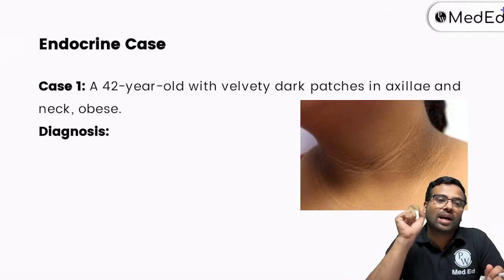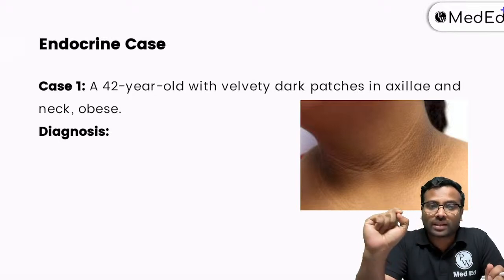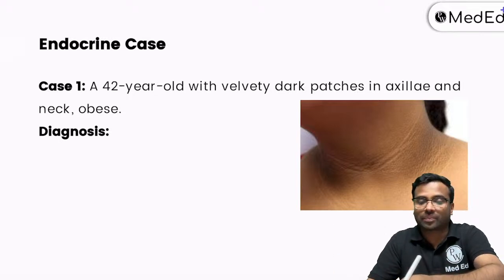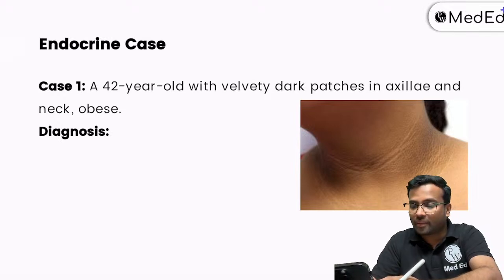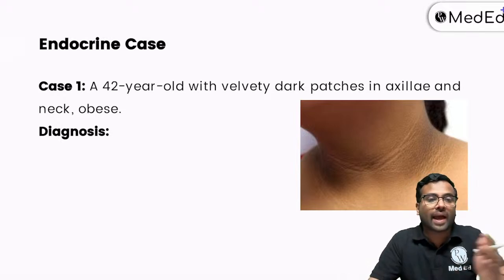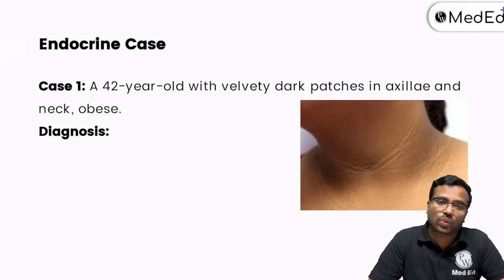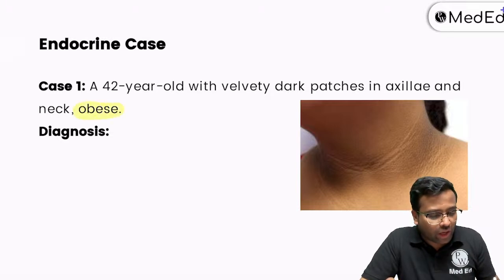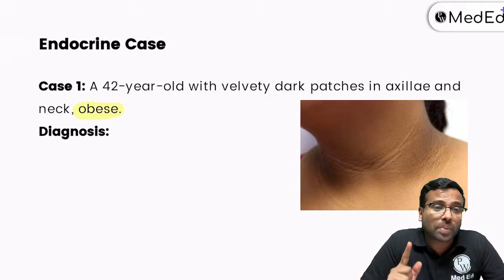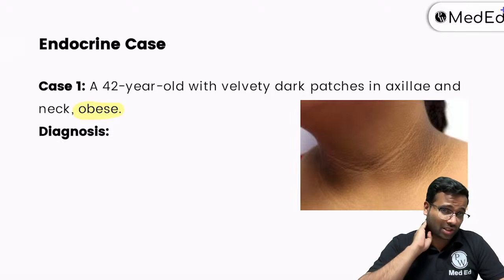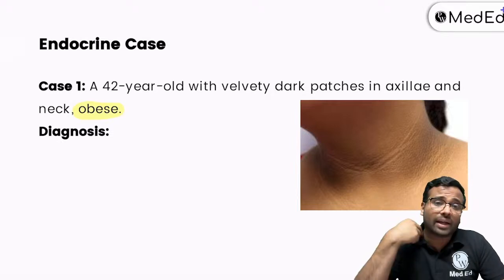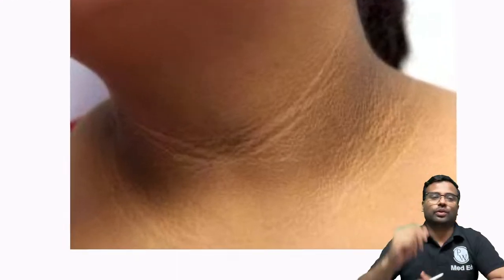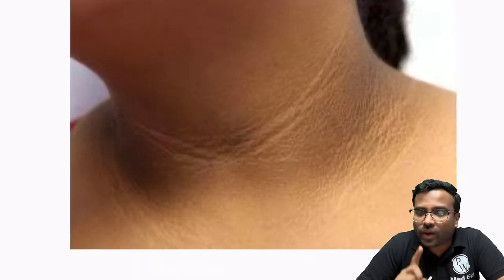So the first case is a 42-year-old with velvety dark patches in the skin, in the axilla and neck, and who is obese as well. So you have got multiple diagnostic clues. When you get a patient, you get to know that the patient is a little bit obese, and this patient is complaining that there are dark patches over the axilla and the neck region. If I just zoom this image for you, we can see the velvety type of hyperpigmentation over the neck region as well as the axilla and those regions.